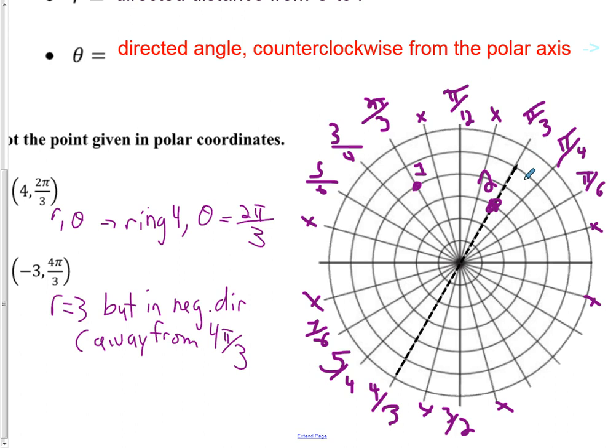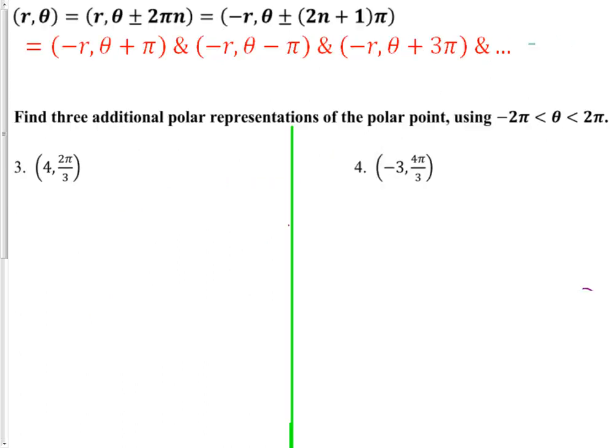For example, the next slide: find 3 additional polar representations for the point using direction between -2 pi and 2 pi. And so we'll need this little rule up top to help us out. So our theta, our second point, can be plus or minus 2 pi, right? Whichever one's going to keep us between -2 pi and +2 pi.